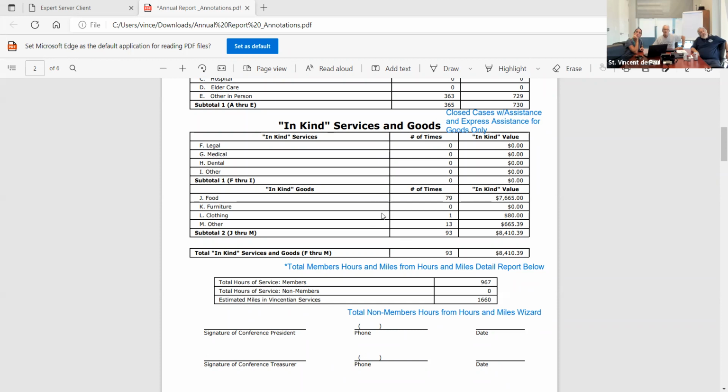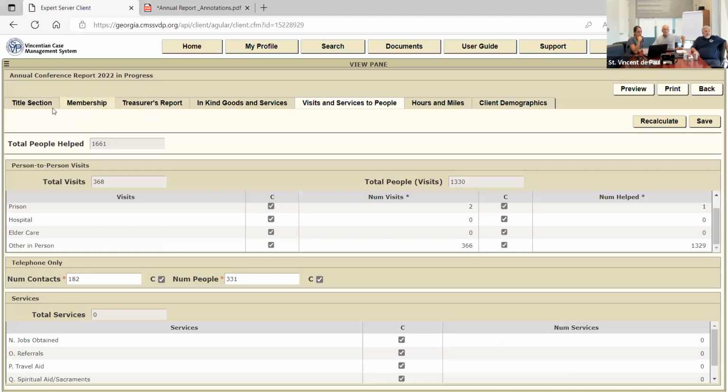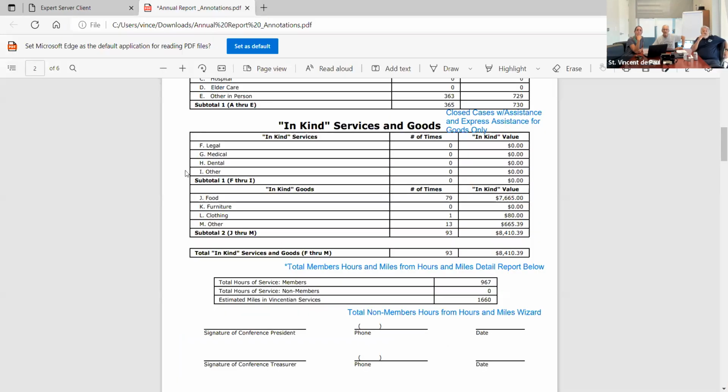So any questions about this section right here, the in-kind services and goods? I don't see any. You can always come back to it. Okay, and once again, because it doesn't have an asterisk, that means that you can go through the wizard, and that's what we call this. When you come into your annual report, this is a wizard, and it is section by section by section. You can change those values if you wanted to change them.